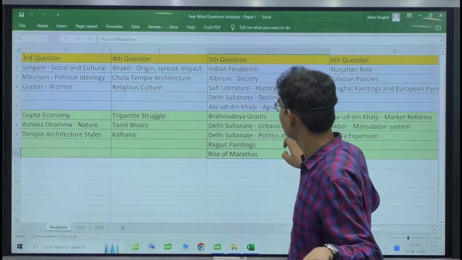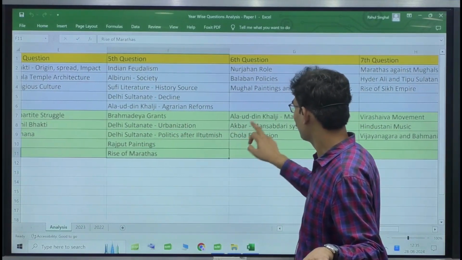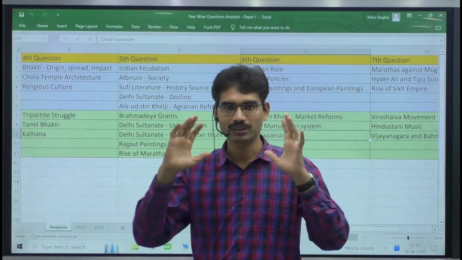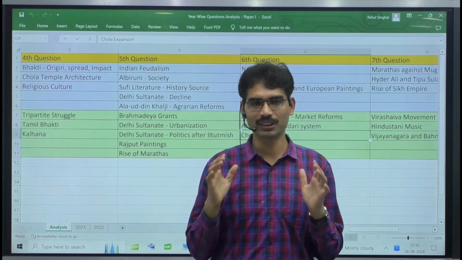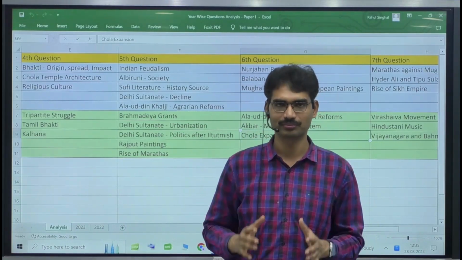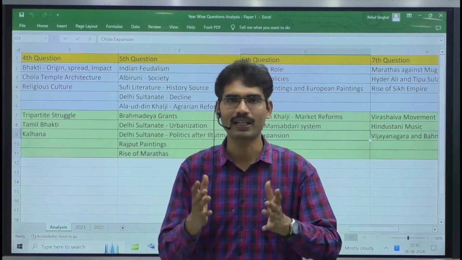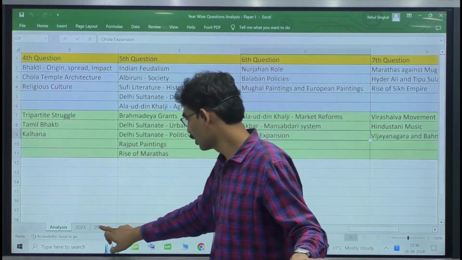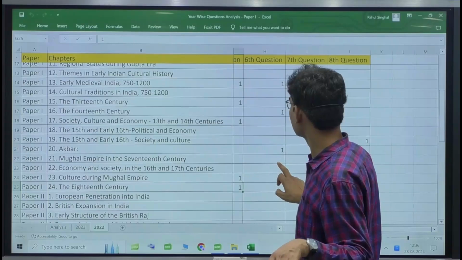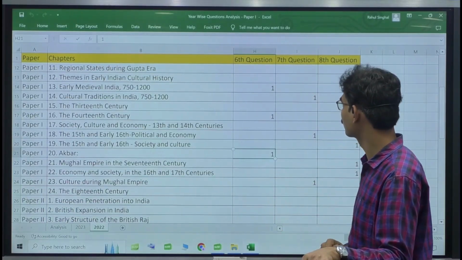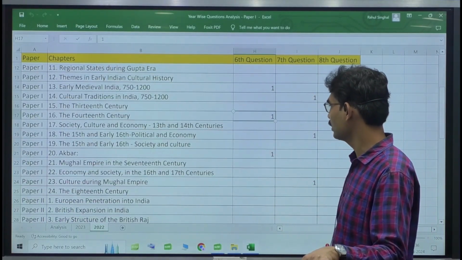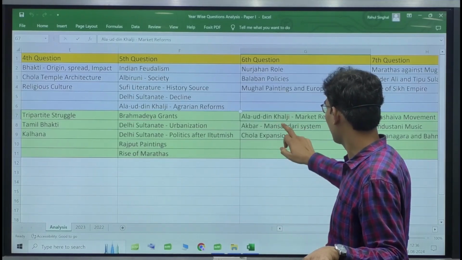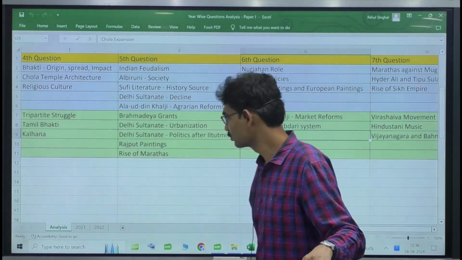Next, the 6th question. Alauddin Khalji, Akbar and Chola expansion. Sometimes students ask me, sir, if I am comfortable in Delhi Sultanate, can I manage one question? Ideally, you can manage. But now you see this combination, what dangers are there. 2022, 6th question. One question on the 16th. 6th question, Alauddin Khalji, Akbar and Cholas.